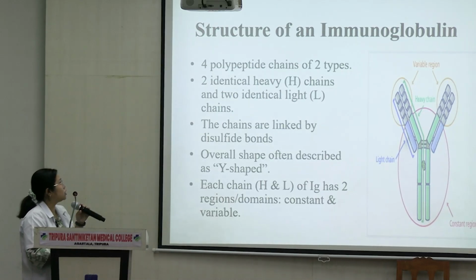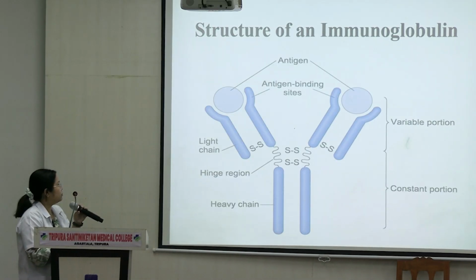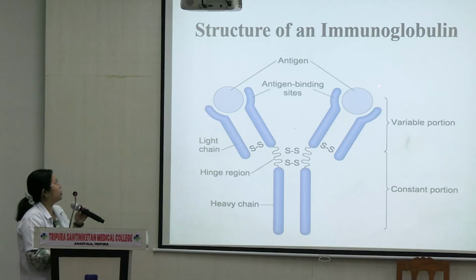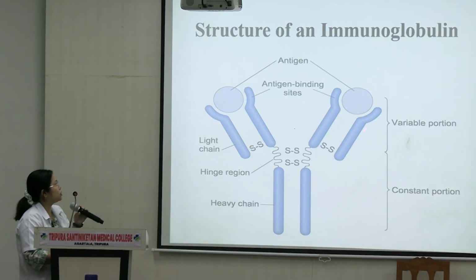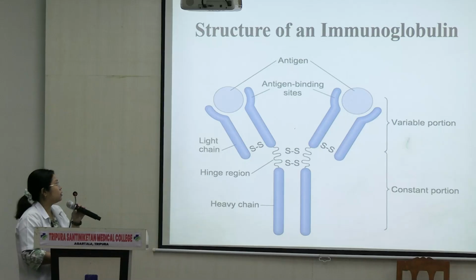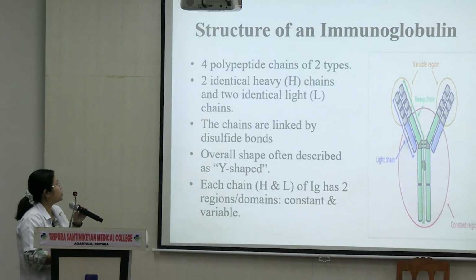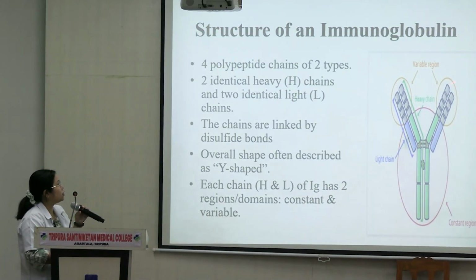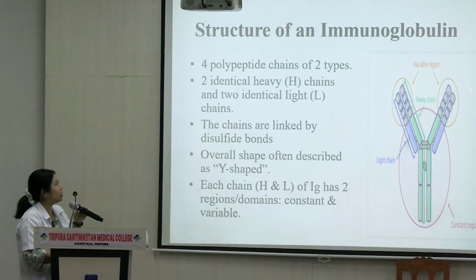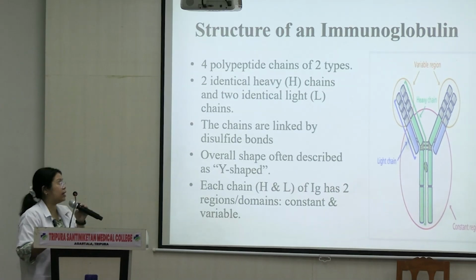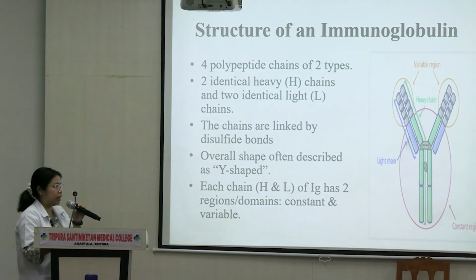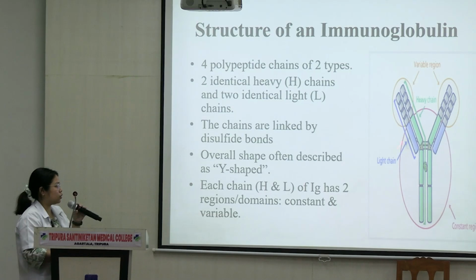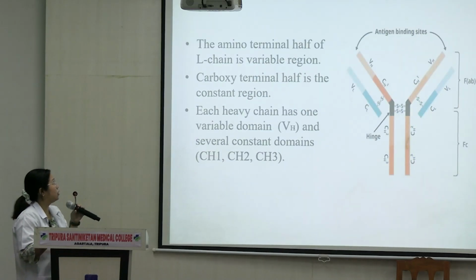Each of the heavy chain and the light chain has 2 domains or 2 regions in them. One is called a constant and one is called the variable portion. So this is the constant portion, this is the variable portion of the light chain. Over here you can see this is the variable region. So the tip parts are the variable regions of the light and the heavy chain, and the rest of them is called the constant region.